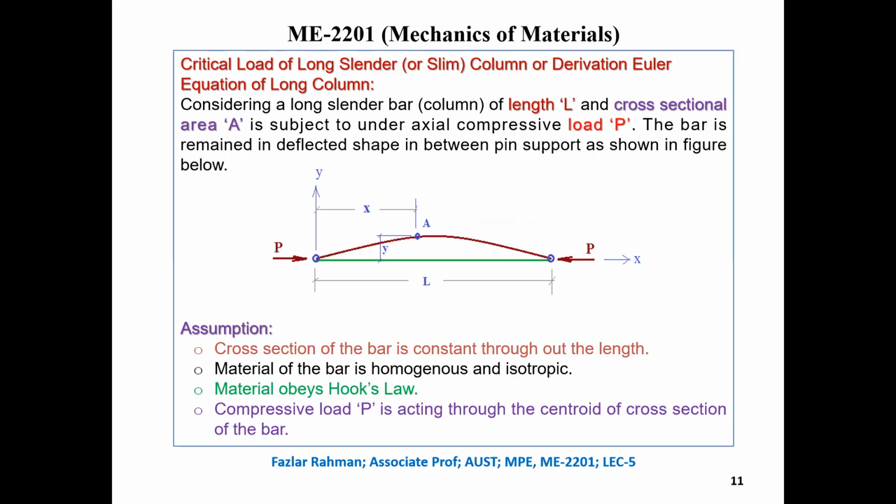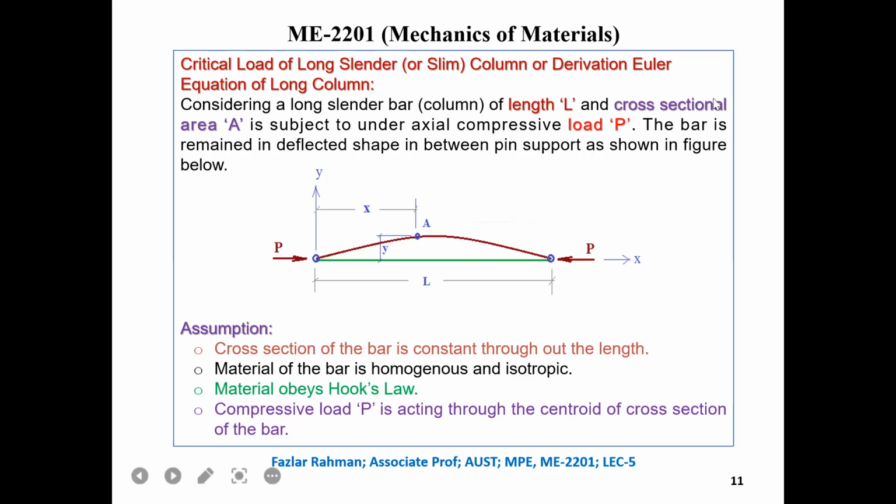And these two equations are used when a load is passing through the center of the cross section. In that case, we will use the Euler equation for long columns and the Johnson equation for short columns. And the other equation is called the second formula of column. That will be used when the load is not going through the center of the cross section.